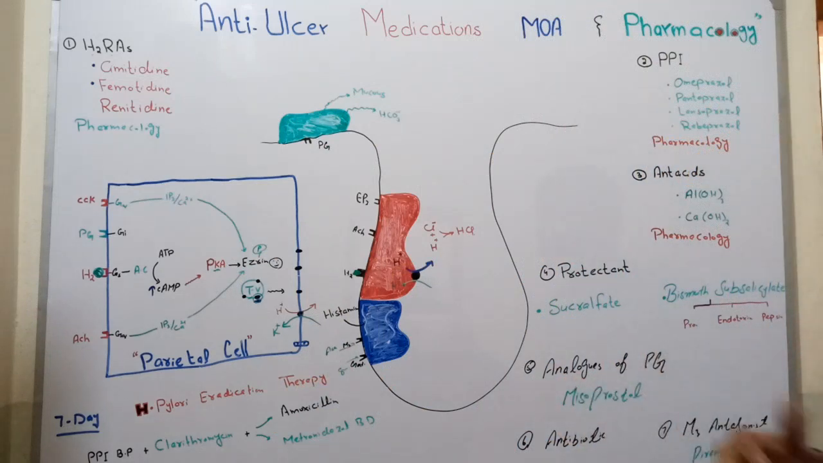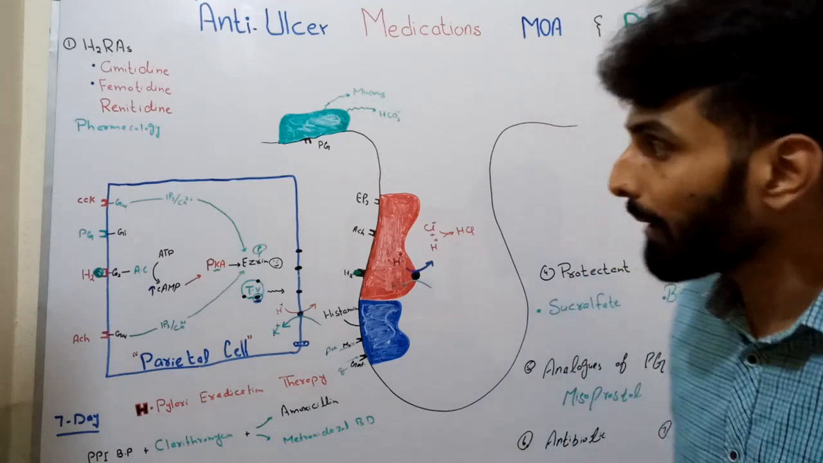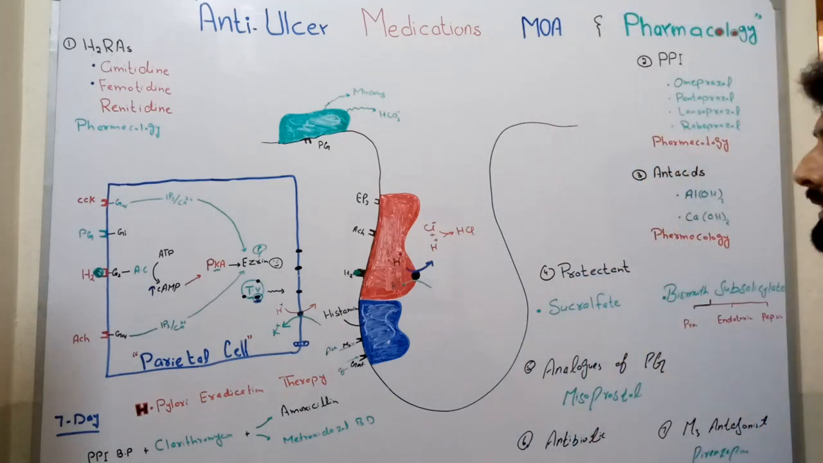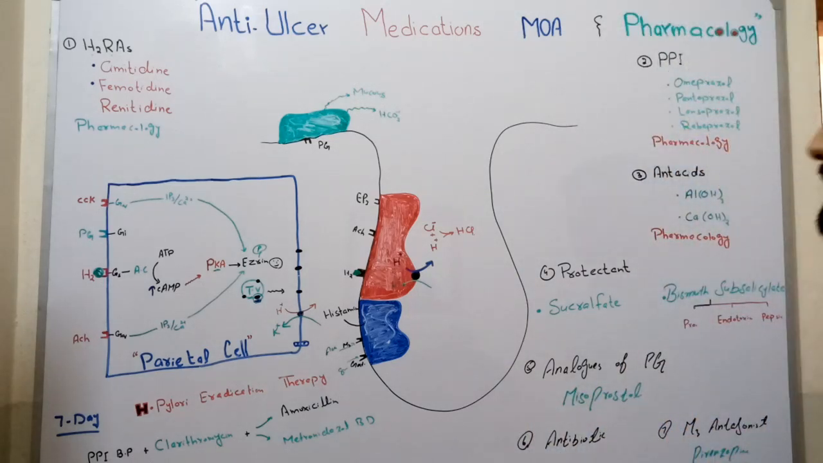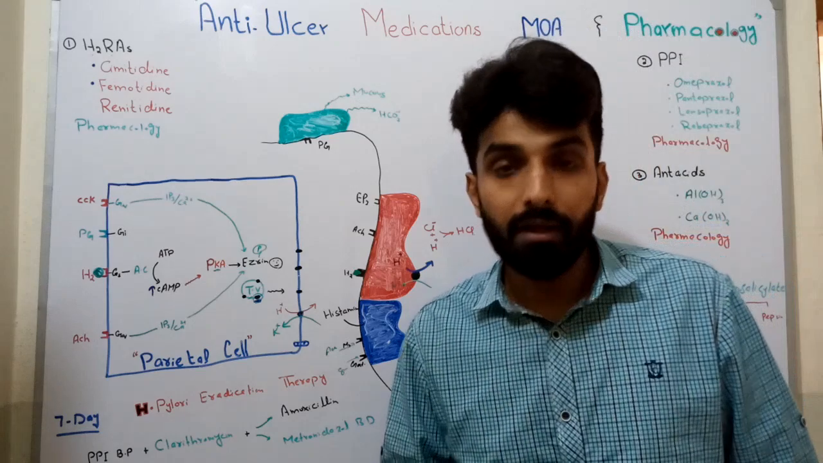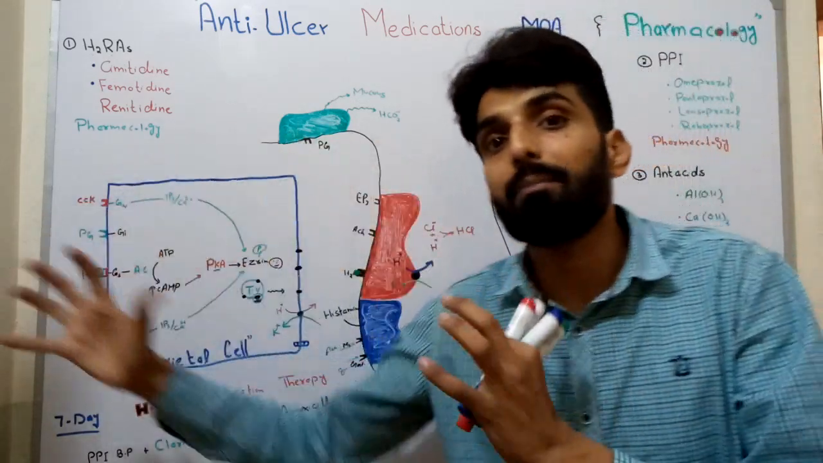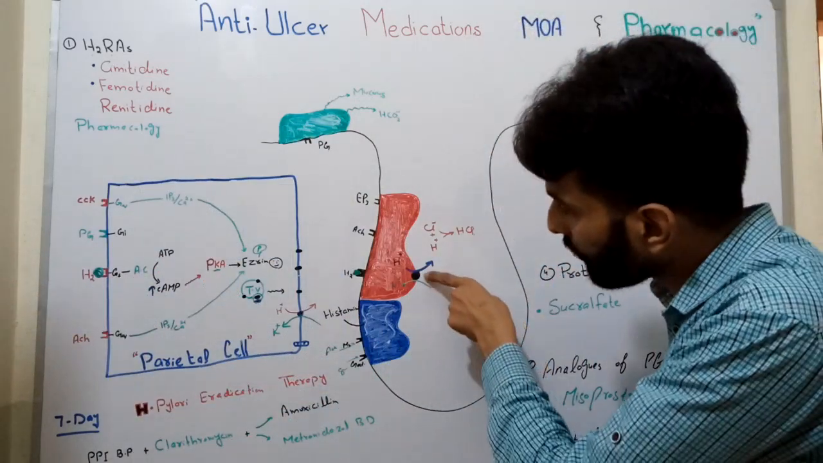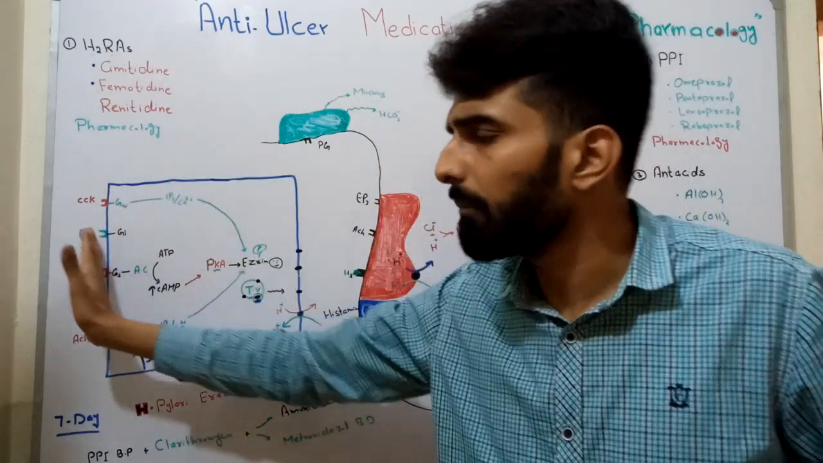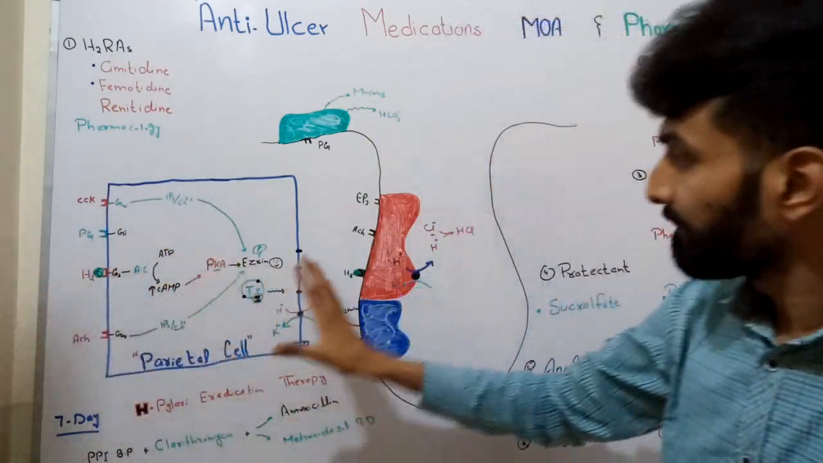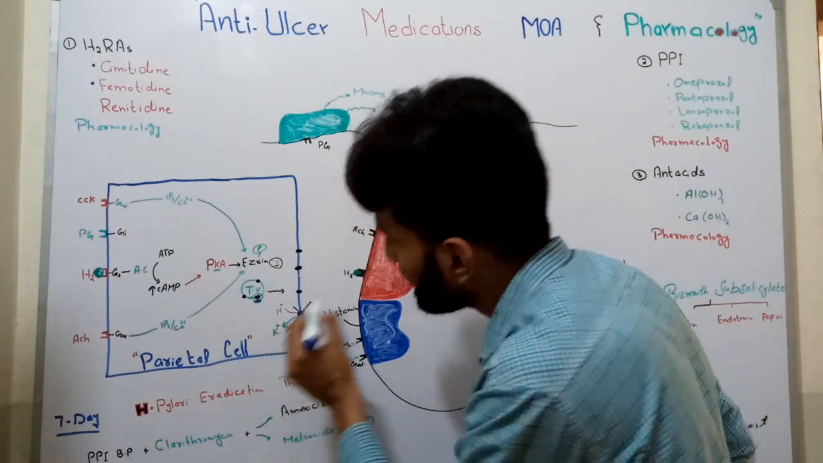Now let's talk about the second class of drugs, that is proton pump inhibitors. Proton pump inhibitors were discovered in 1989, and the first drug discovered was omeprazole. Proton pump inhibitors block the terminal step of acid secretion, the last step. They will block this proton pump. Here you can see the histamine receptor antagonists were blocking the very initial steps, but proton pump inhibitors will block the last step.